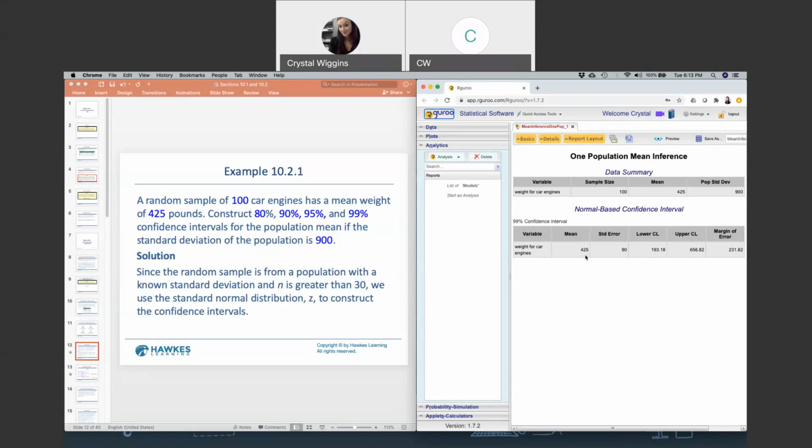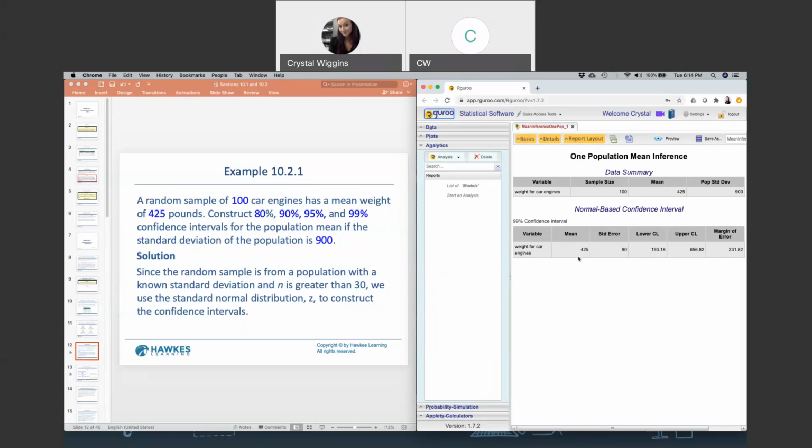This 425 is your point estimate. So that's a huge margin of error. We are adding and subtracting 231 pounds on either side in order to be 99% confident that the population parameter, the overall average car engine mean weight, is within this interval. So if we take a look at these intervals, let's take a look at what's happening.